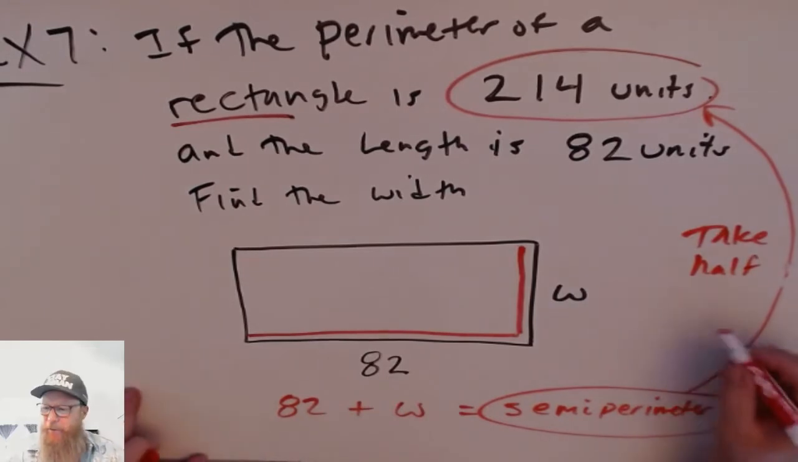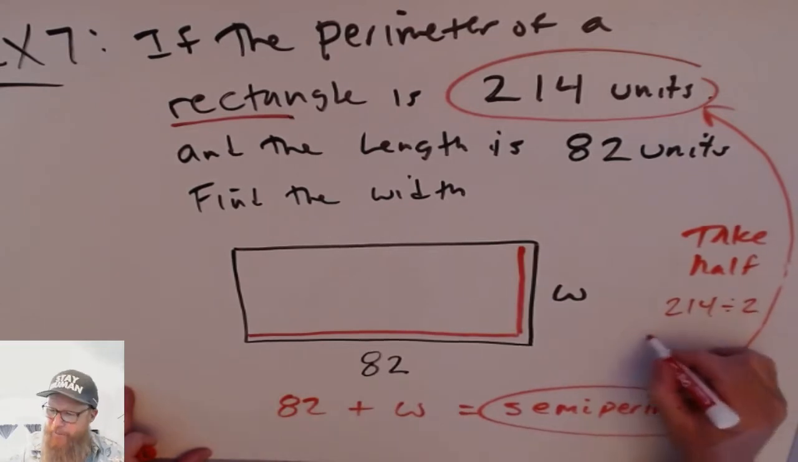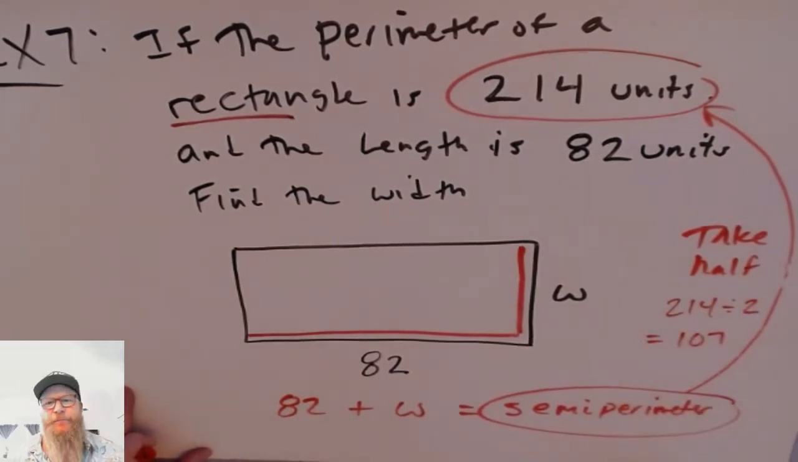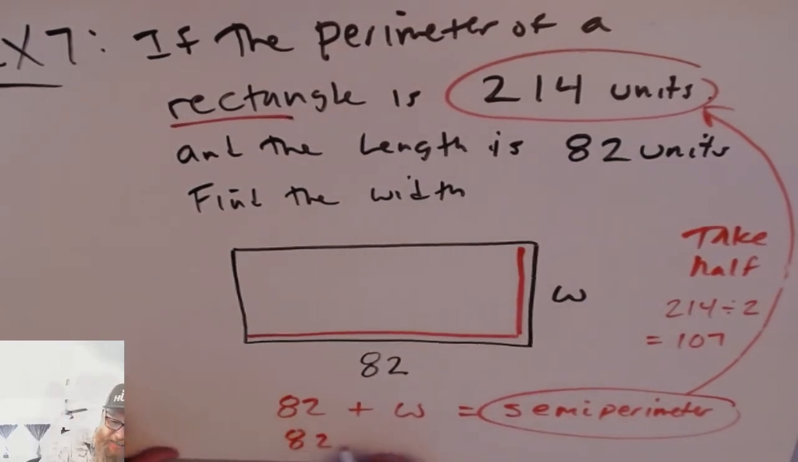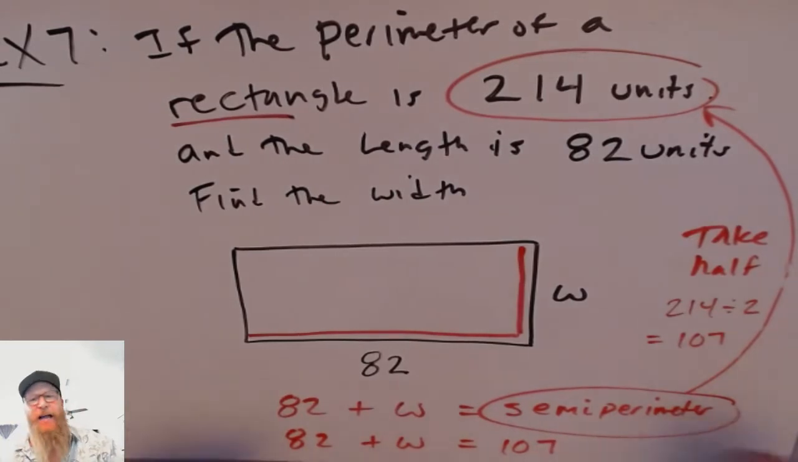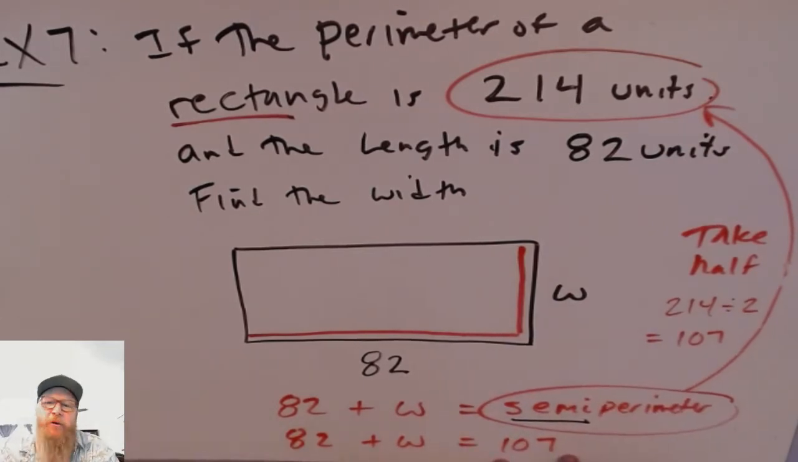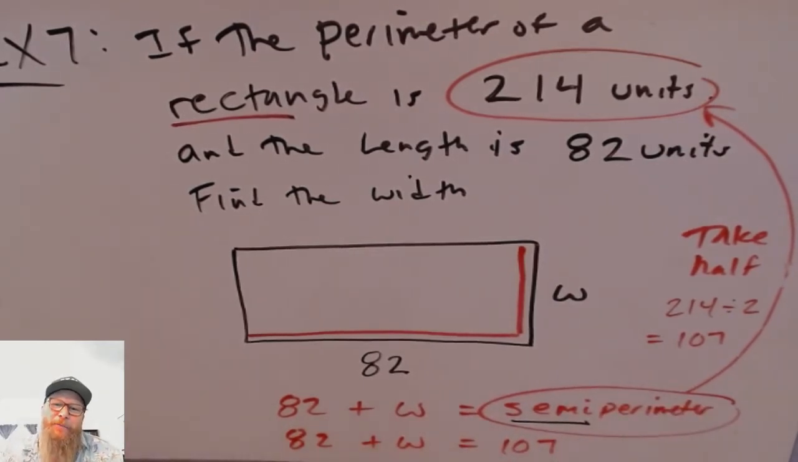So the semi-perimeter is 214 divided by 2, which is 107. So now we have 82 plus W is 107. That's called the semi-perimeter. Semi means half. Make sure you do that because you don't want to put 214 here. That's too much. So you have 82 plus W is 107.